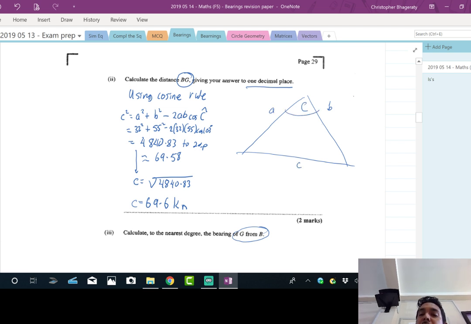So we had the diagram, we had that particular setup, right? And because of that, we were able to use the cosine rule in this format here. It was just straightforward: you plug in the figures.